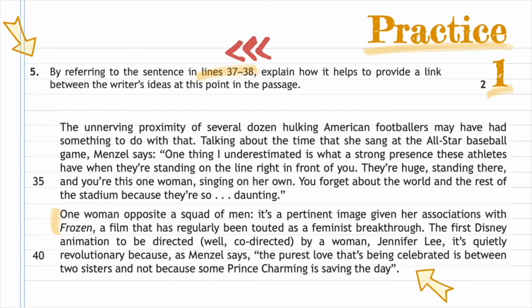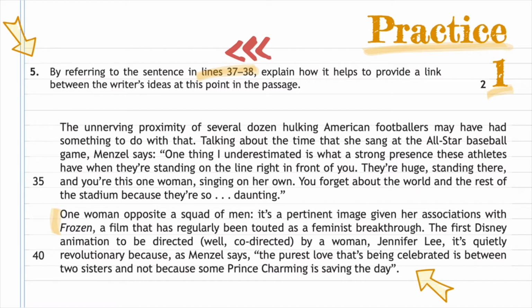What we need to do is read that sentence. It says, one woman opposite a squad of men. It's a pertinent image given her associations with Frozen, a film that has regularly been touted as a feminist breakthrough. So that is our sentence. What we need to do is break it into 2 sub-sentences. Usually this is done with some form of sentence structure, such as a comma, or in this case, a colon. So we see a squad of men.